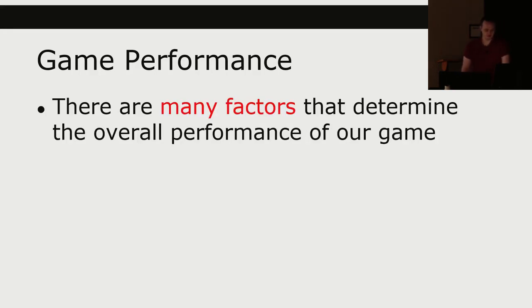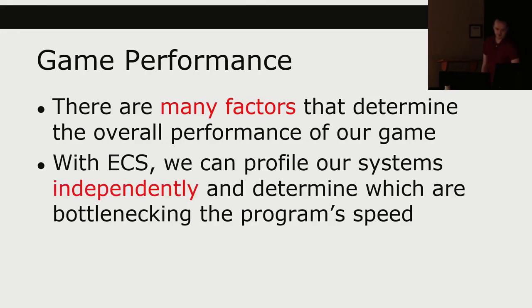So there's many factors, of course, that determine the overall performance of our game. With the ECS architecture that we've been talking about so far, we can very easily profile our systems independently to determine which are bottlenecking the program's speed. So one of the cool things about not having a monolithic single function game and splitting it up nicely and modularly into these systems is that, as you've seen so far with the pause functionality, for example, you can easily turn on or off specific functions in the game.